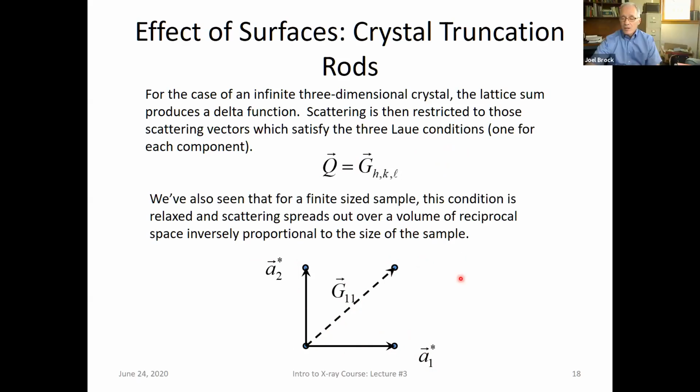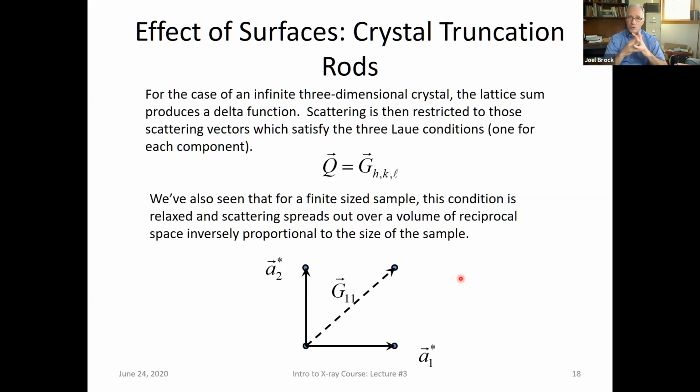Okay, and we also saw, thinking about it, that for a finite size sample, now my cubic one again, the width of the peaks went like 1 over N. And then there was a sine squared Nx over sine squared x behavior. And so the scattering basically spreads out over reciprocal space.